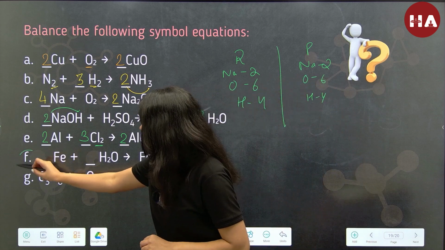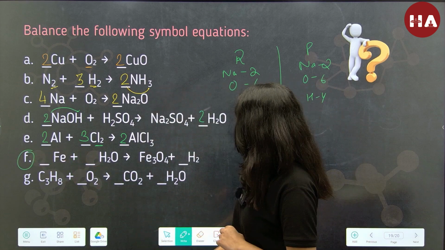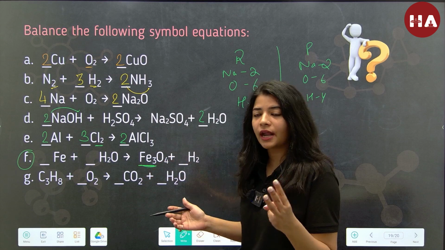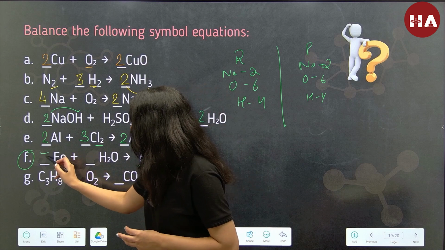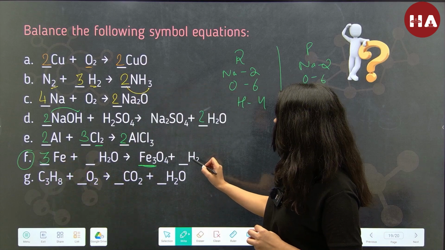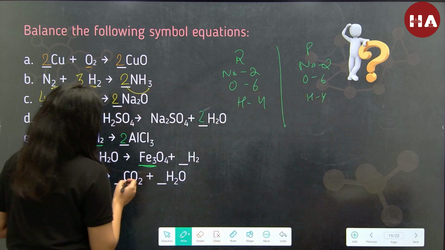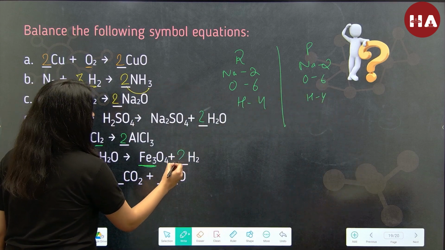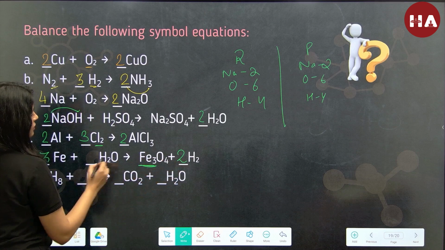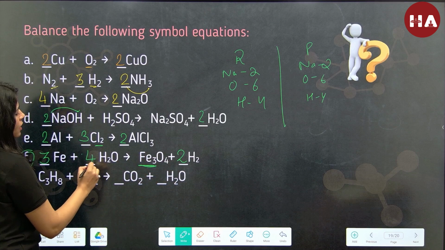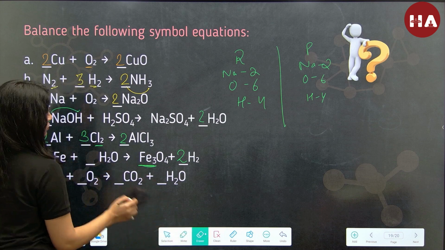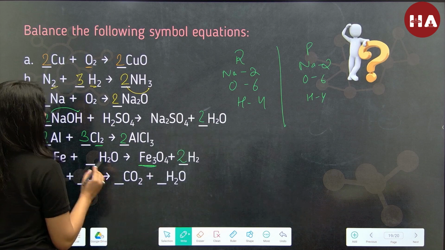So F part, in this, how many iron atoms you can see? In the product side, you can see 3 iron atoms. So to balance this, I will add a 3 over here. Okay, next let's check your hydrogen atom. So what if I add a 2 over here? If I add a 2 here, then to balance this hydrogen, this will become 2, right?